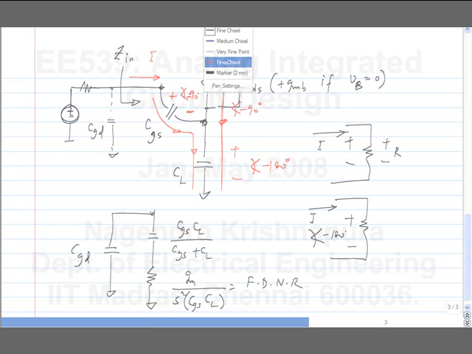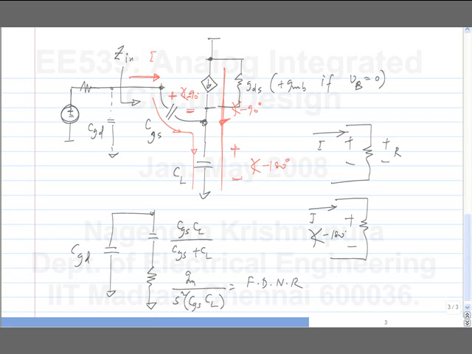Is that explanation clear? So, this current creates a 90 degrees phase shifted voltage across this, which creates a 90 degrees phase shifted current through Gm. That going through another capacitor gives you a further 90 degrees phase shift, giving a total of 180 degrees phase shift with respect to the input current.